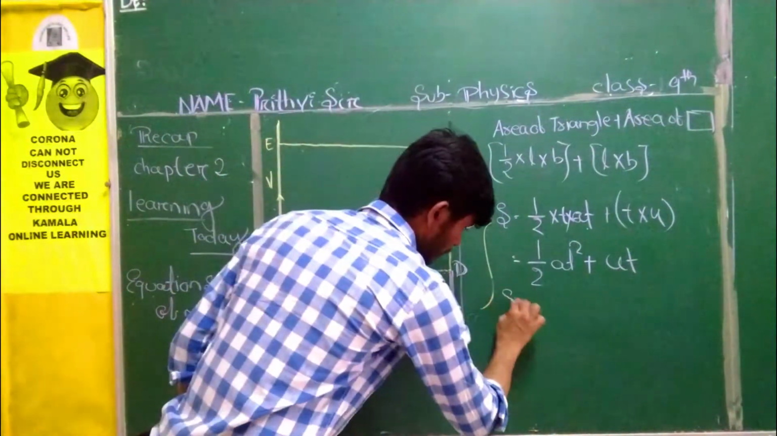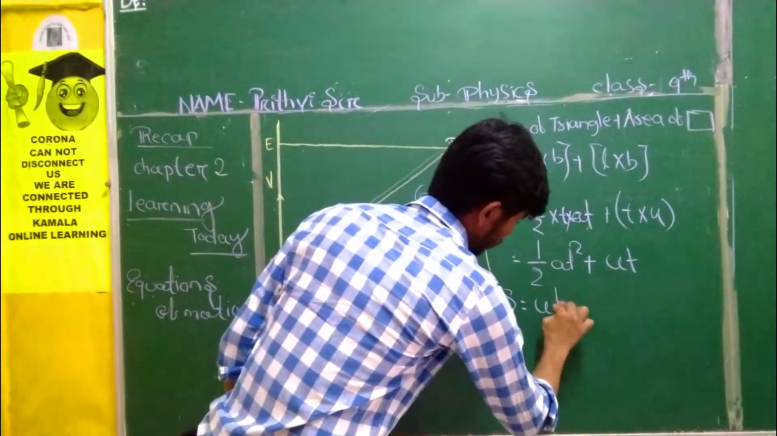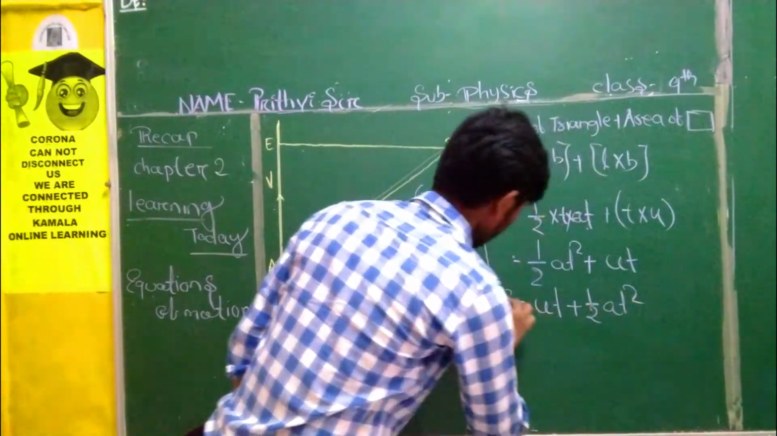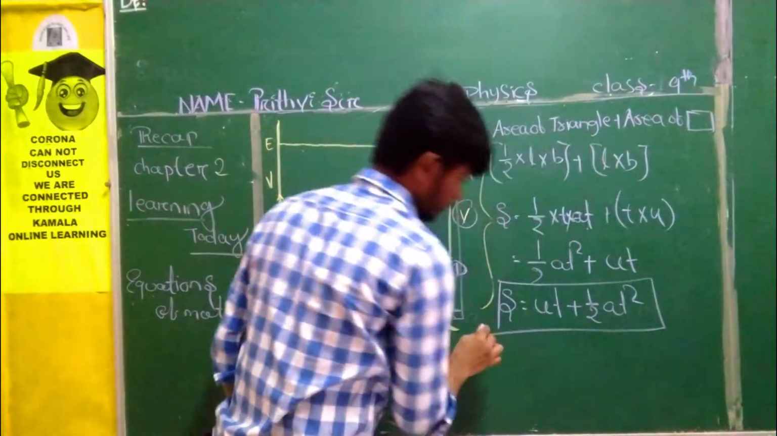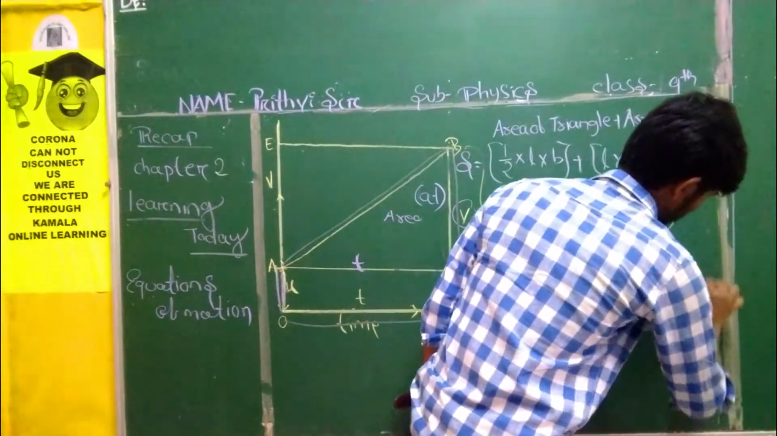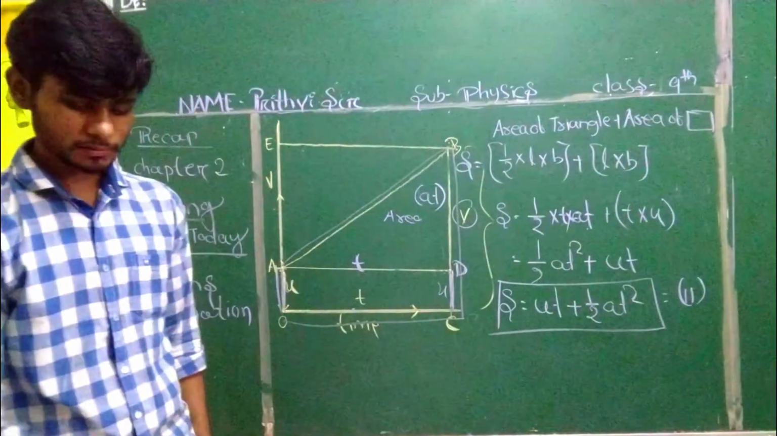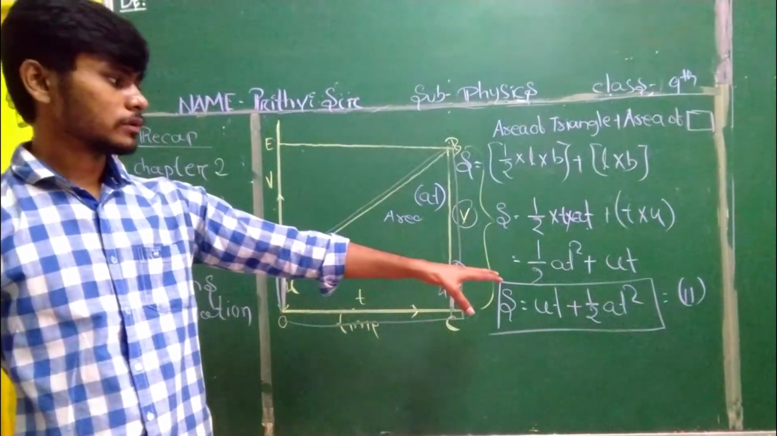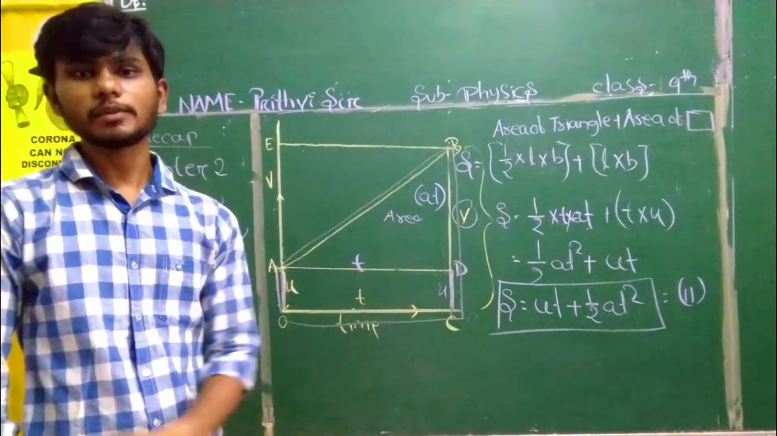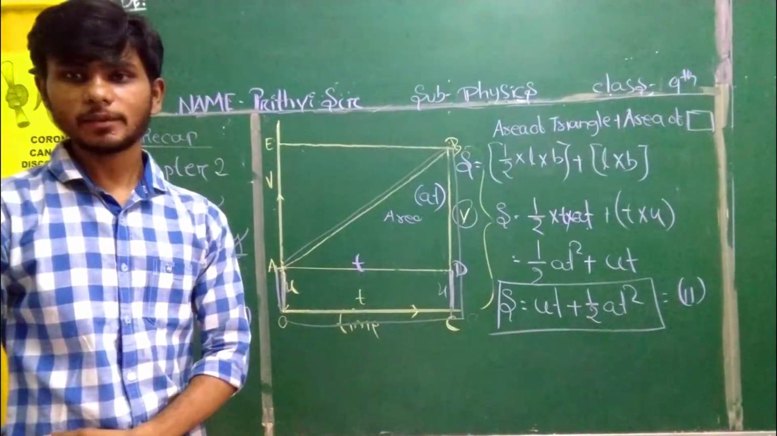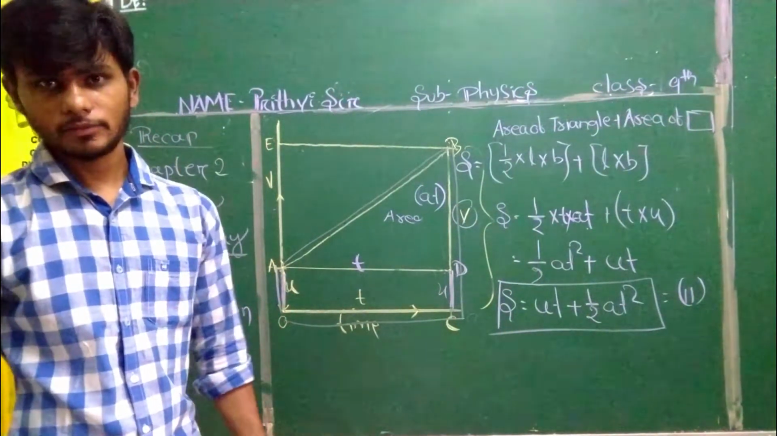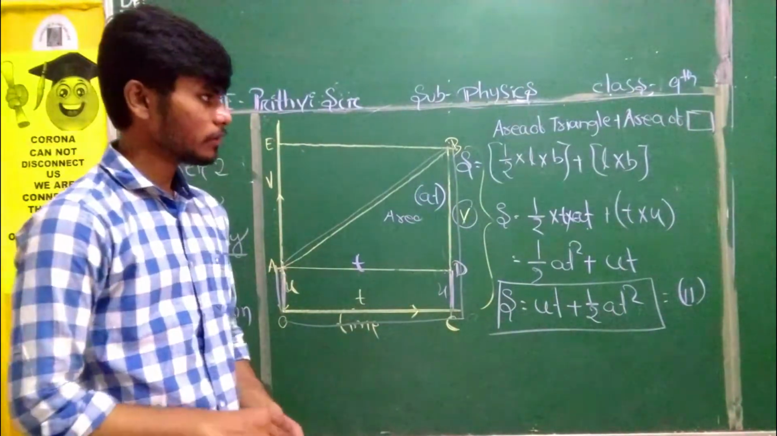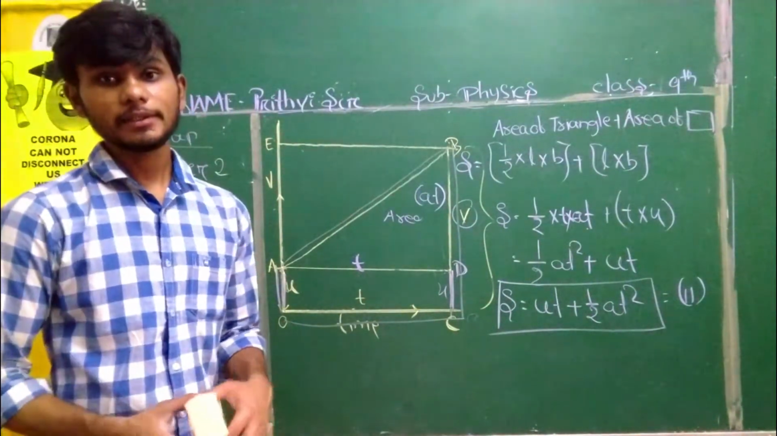If I rearrange this one, S is equal to UT plus half AT square. This is your second equation. See this, students, S is equal to UT plus half AT square. This is our another answer for this particular concept. Okay, now we will go for our third equation.